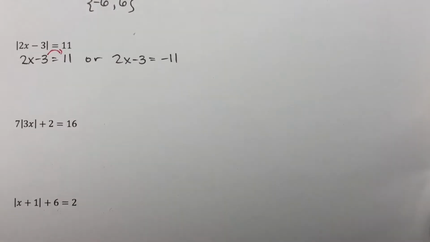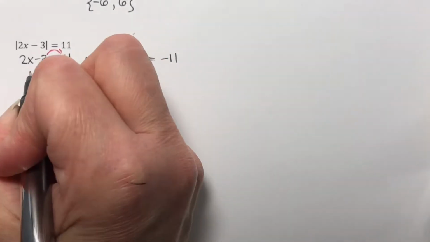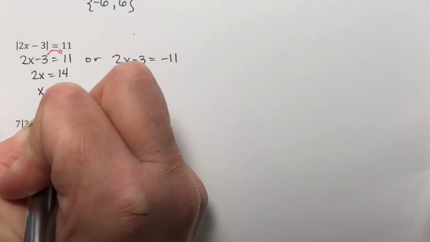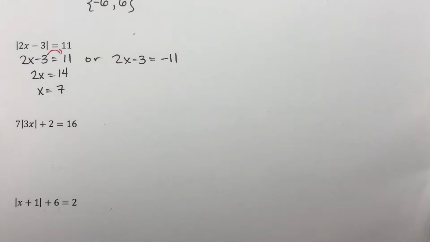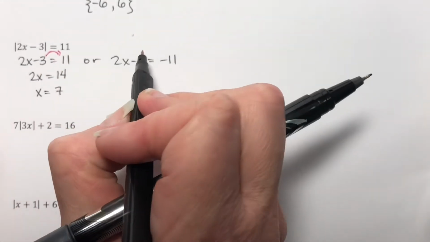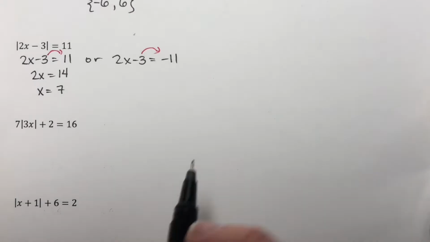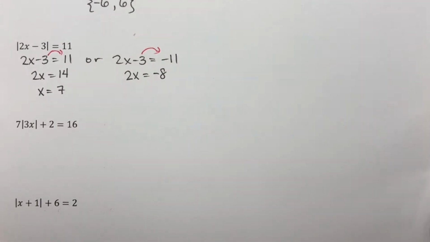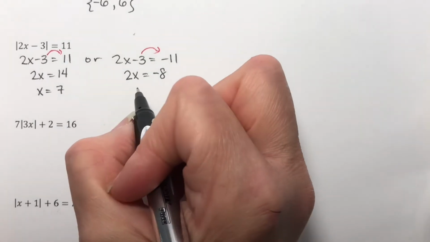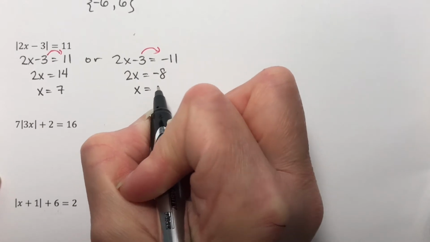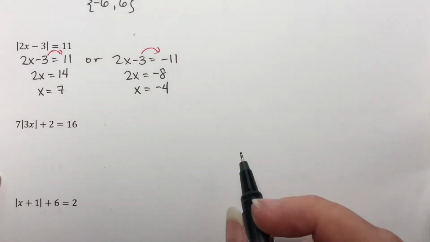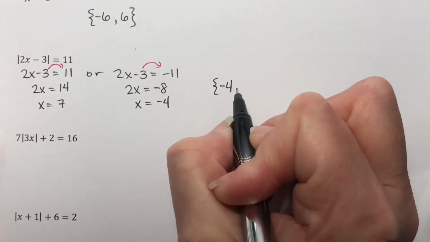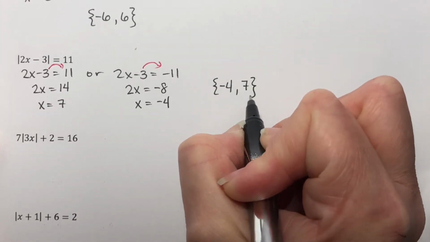Now we just need to solve each of these two little equations, and we'll get the rest of our answers. So add 3 to both sides, and I get 2x equals 14. Divide both sides by 2, and you get x equals 7. Here, add 3 to both sides, and you get 2x is equal to negative 8. Divide both sides by 2. X equals negative 4. So your two solutions are negative 4 and positive 7.